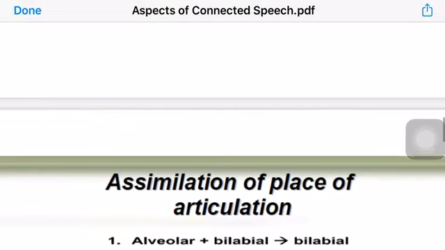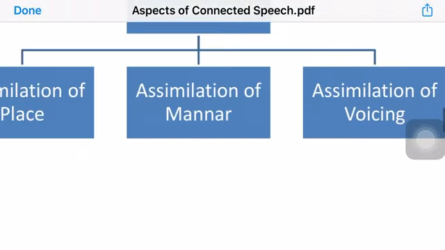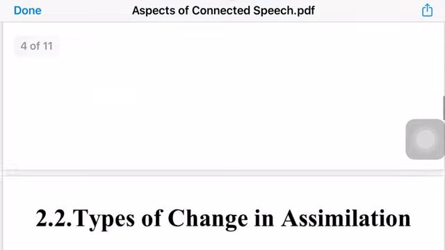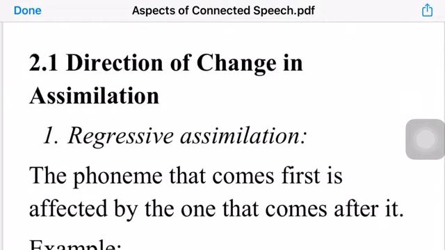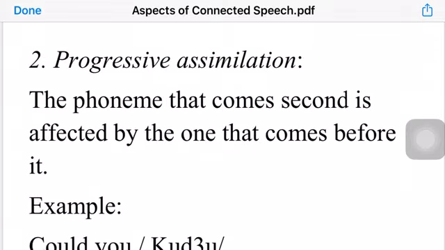In the next lecture, we're going to talk about the other two cases: assimilation of manner and assimilation of voicing. So just to wrap things up, today we talked about the direction of change in assimilation, and we saw that there are two directions of change: regressive, when the change moves from the second back to the first, and progressive, when the change moves from the first forward to the second.